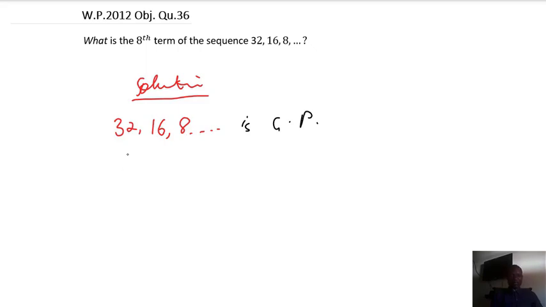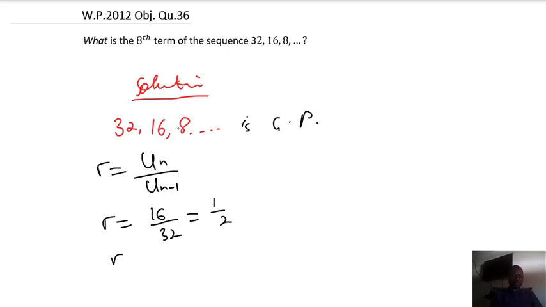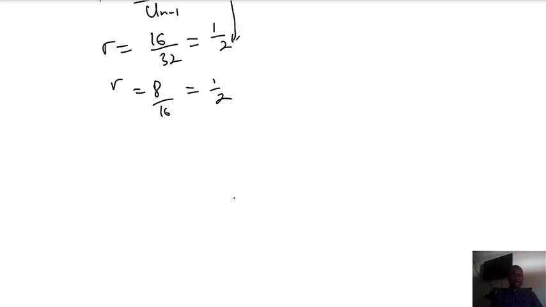Let's find the common term and the common factor. And the common factor, we call it the common ratio. So the common ratio is un over un minus 1, meaning the current term divided by the previous term. So we have r to be equal to 16 over 32, and we got it to be 1 over 2. The same thing applies to 8 and 16. If we have 8 divided by 16, we get 1 over 2. So the common factor here is 1 over 2.